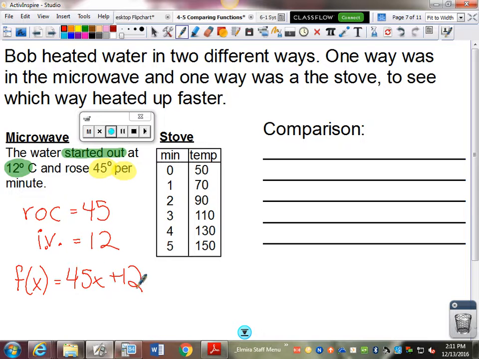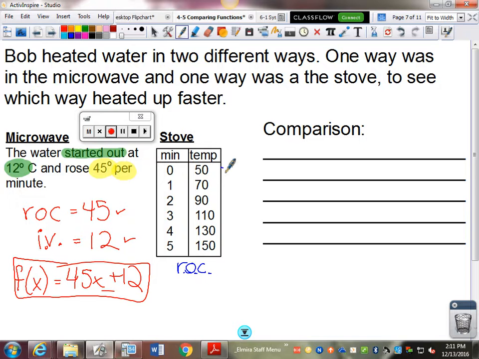Now on your homework it asks, this is the first line, but you can't really figure this out until you figure these 2 things out. So just be aware of that. Even though it'll ask for the equation first on the homework, you're not going to figure them out in that order. Alright, so now we need to do the rate of change for the stove.